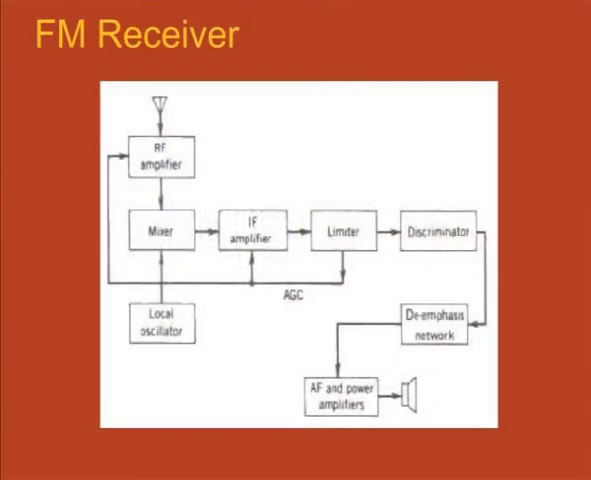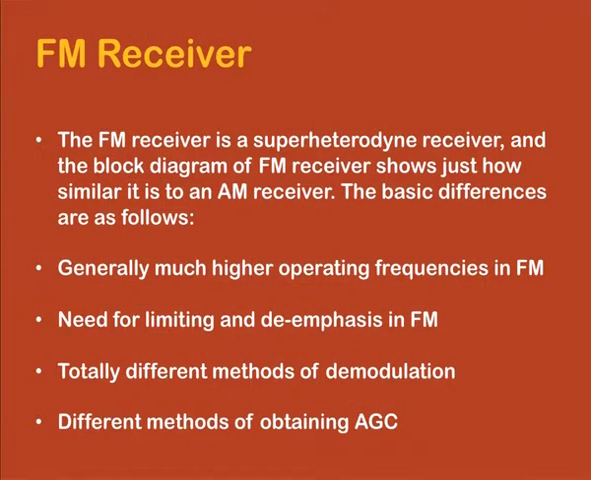Now we move to FM receiver. FM receiver also is similar to AM receiver. Again, it is a super heterodyne receiver model. So the only difference we see here with respect to the AM receiver is that generally we need much higher operating frequencies in FM. Also there is a need for limiting and de-emphasis in frequency modulated signals.